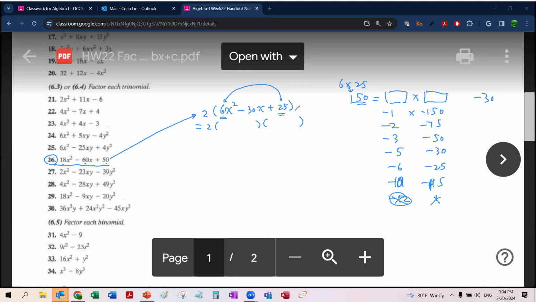Because the close number here is negative 31. The close is this 31. If you go here, it became negative 25. So it looks like this one cannot be further factored, right? We cannot find it, so it can only stop at this part.